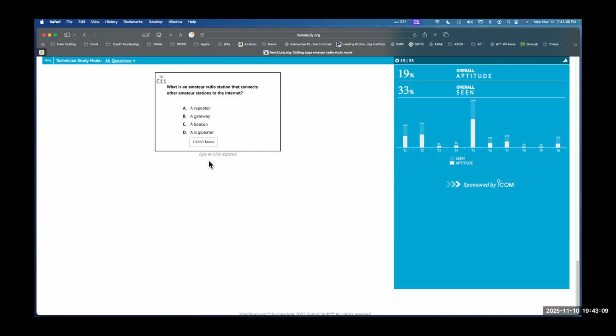What is an amateur radio station that connects other amateur radio stations to the internet? Repeater, gateway, beacon, or digipeater? Gateway. It's going to be a gateway. I do know that one.